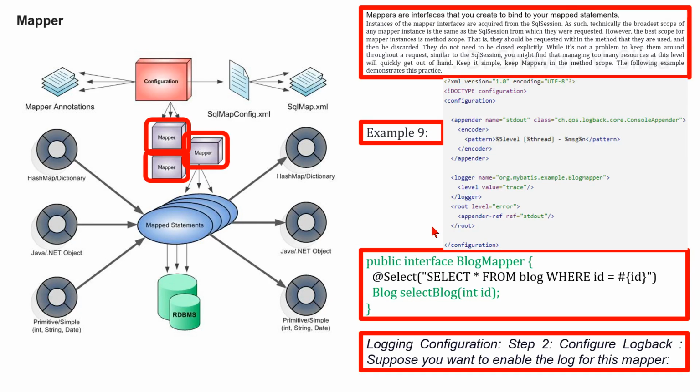Now we are considering configuring logback, in step 2 of logging configuration. Suppose you want to enable logging for this mapper. Create a file called logback.xml as shown here and place it in your classpath. This file will cause SLF4J logback to report detailed logging for org.mybatis.example.BlogMapper, and just errors for the rest of the classes of your application.